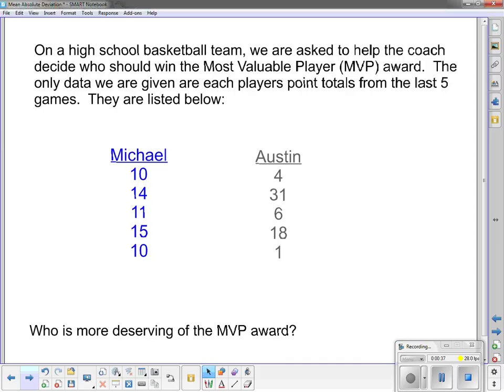Well, to help the coach, the most obvious thing that we should do is to look at the data and look at the points and add them together and see who scored more, see who helped the team score more points. So when I add all these together, Michael comes to a total of 60 points. Now I add Austin's points, and he also scored 60 points. So this is going to be a tough decision of who is more deserving of the MVP award.